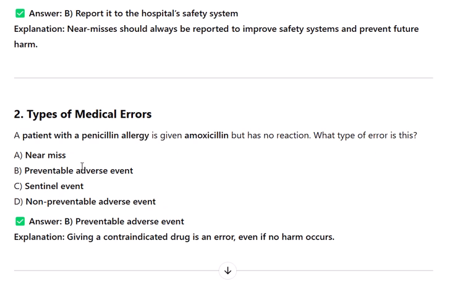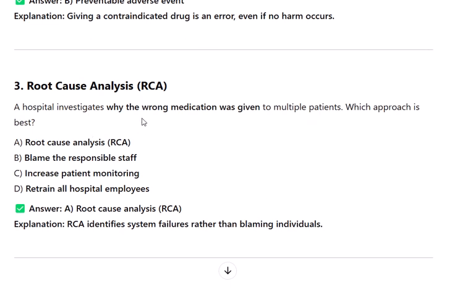3. Root cause analysis, RCA. A hospital investigates why the wrong medication was given to multiple patients. Which approach is best? A. Root cause analysis. B. Blame the responsible staff. C. Increase patient monitoring. D. Retrain all hospital employees. Answer: A. Root cause analysis. Explanation: RCA identifies system failures rather than blaming individuals.